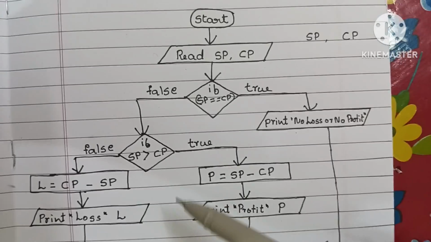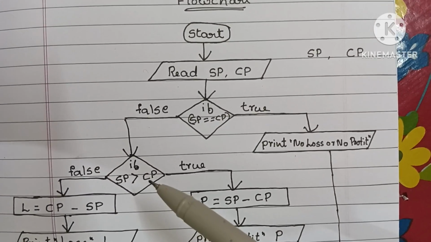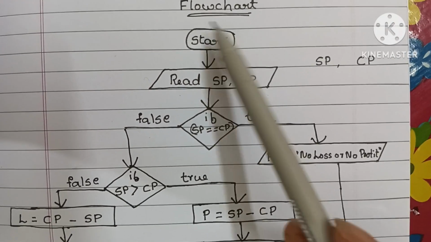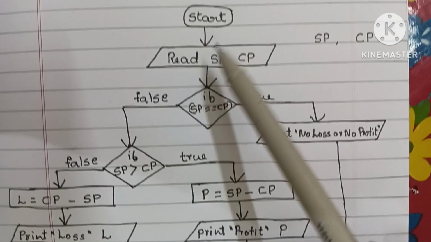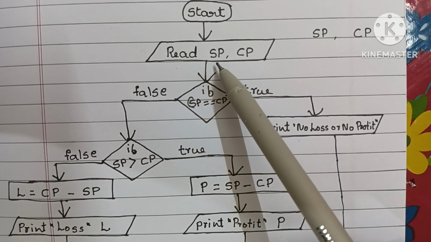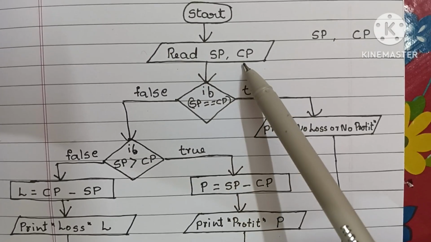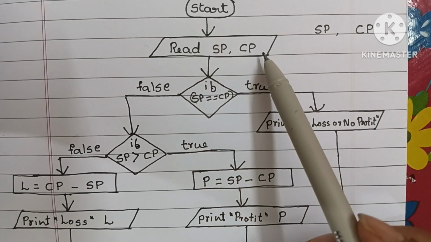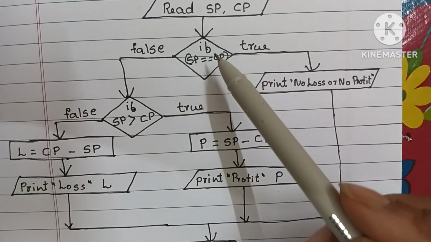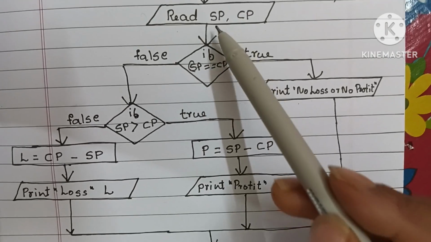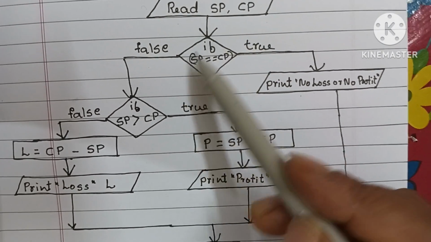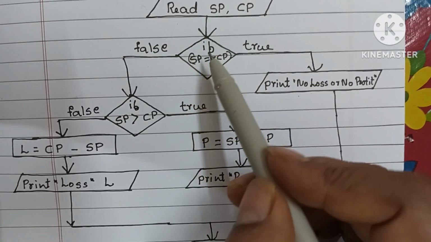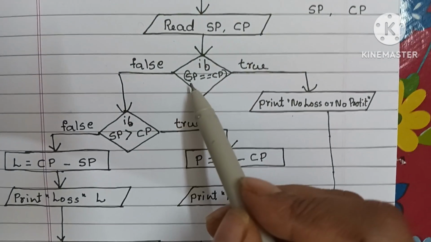Let's see, this is the flowchart to calculate profit or loss in sales. The flowchart starts with a start statement. It is written within an oval shape. Next we have to read selling price SP and cost price CP. Input values are written within a parallelogram shape. Next we have to compare SP and CP. Comparison is done within a diamond shape. Within the diamond shape we have to compare.